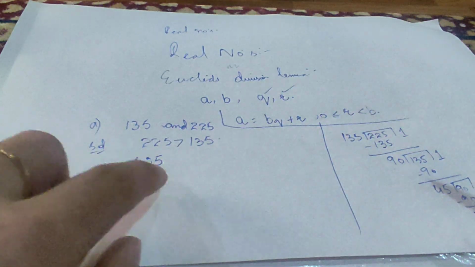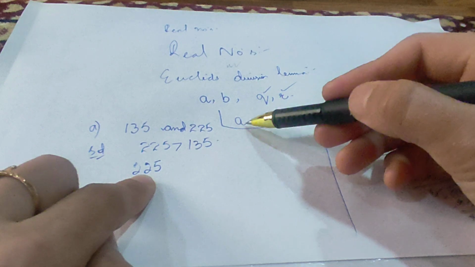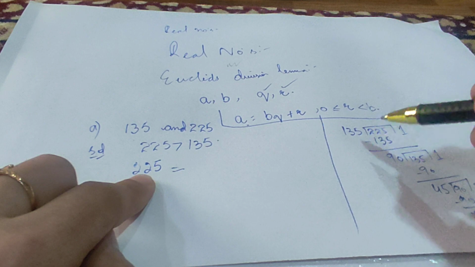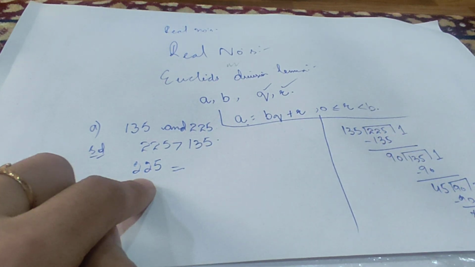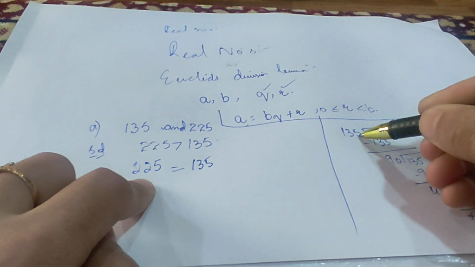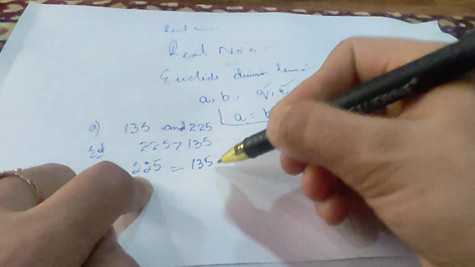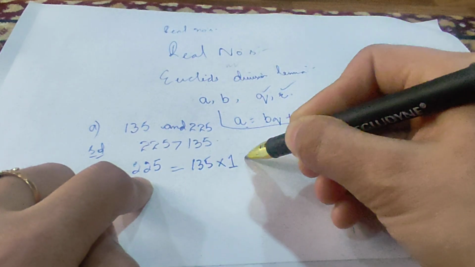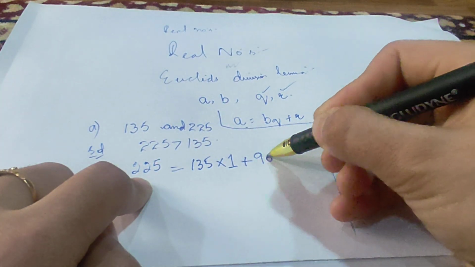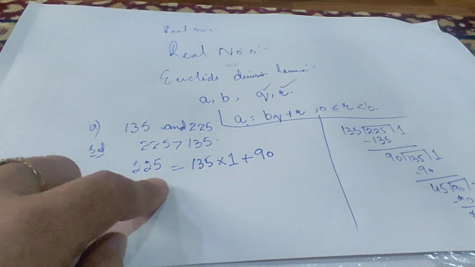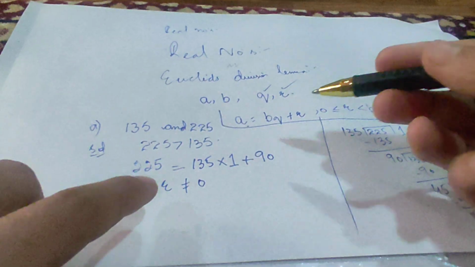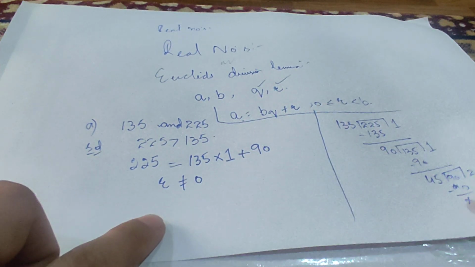We got 225. So this bigger number 225, that's our a. a is equal to b into q. So what was our b? b, the divisor, 135. Here I'm talking about 135 into the quotient. What is our quotient? It's 1. 135 into q plus the remainder. What was our remainder over here? It was 90. So this is the first step. Now here the remainder is not equal to 0, so we have to move to another step till we get 0 in the remainder.